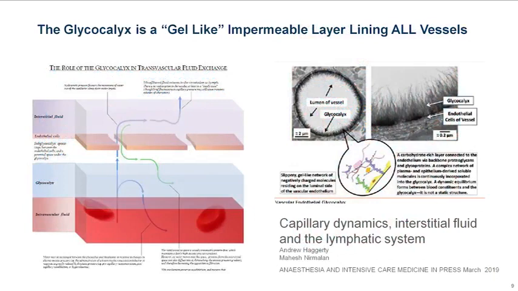The Glycocalyx is a gel-like impermeable layer that lines all blood vessels down to the 5-micron level. There's approximately 60 to 100,000 miles of arteries, veins, and lymphatics in our body. The importance of the recognition of the Glycocalyx is that it alters the classic Starling understanding and prevents reabsorption of interstitial fluid into the veins.